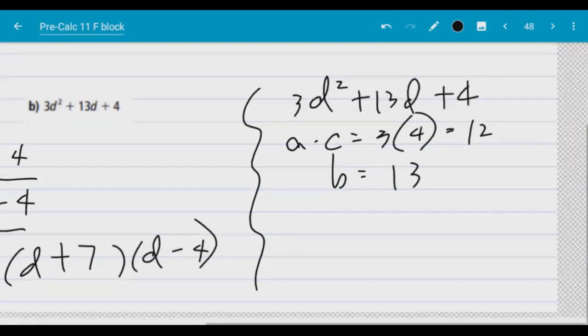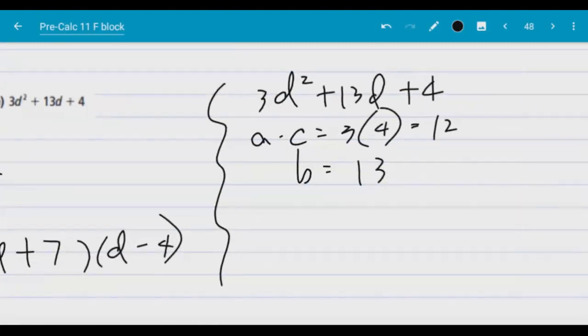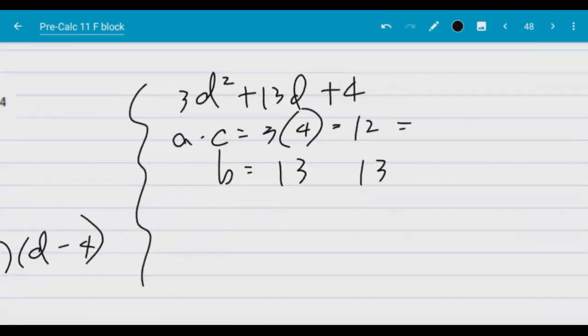What are you going to do? We are looking for two numbers that multiply to 12 and add up to 13. Two numbers that have a product of 12 and at the same time add up to 13. What would that be? I think that's a 12 and a 1. Okay, and then what do you do?